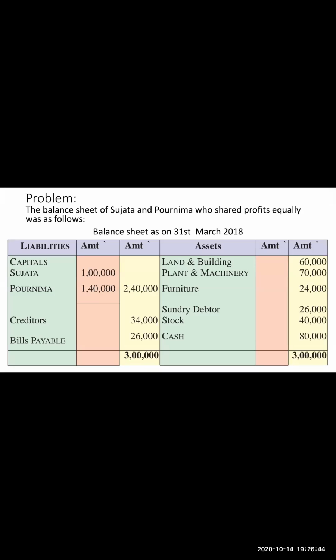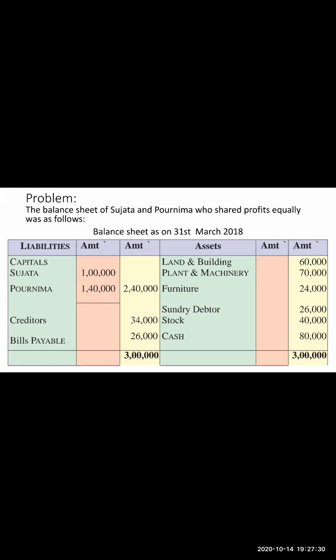So the very first problem I have taken is the problem on textbook page number 135. If the textbook is in front of you, you can see one problem on page number 135. Now the balance sheet of Sujata and Purnima, who shared profits equally, was as follows. Here, Sujata and Purnima are the old partners. And the information given is that they are sharing profits and losses equally, which means the ratio is 1:1. Okay, equally means 1:1.